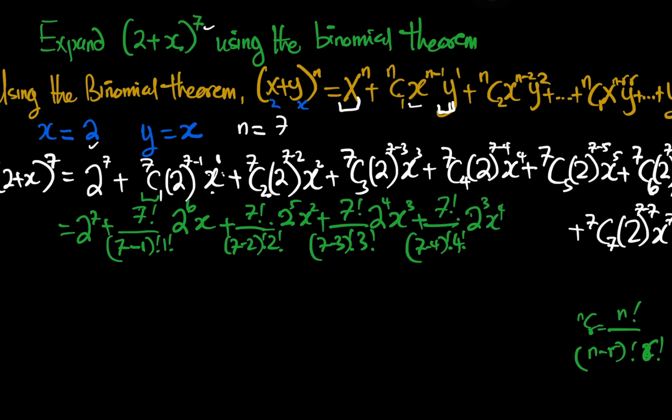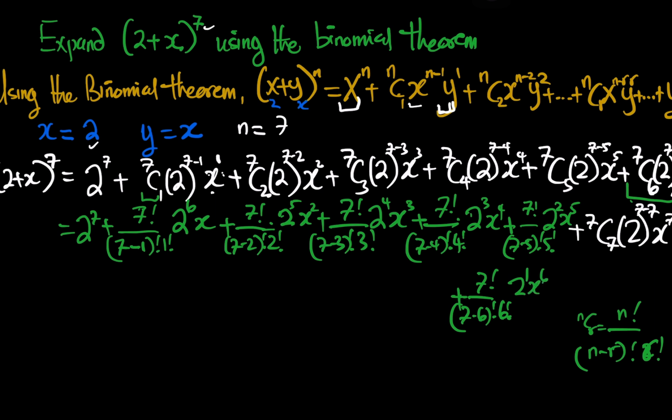And then we continue to have plus 7 factorial divided by 7 minus 5 factorial, 5 factorial multiplied by 2 squared x to the power of 5. All right, and then I'm going to add it to this one. We're on this term here, this one right here. 7 factorial divided by 7 minus 6 factorial, 6 factorial multiplied by 2 to the power 1 x to the power of 6, plus this term right here. And kindly wipe the sign, and we continue.